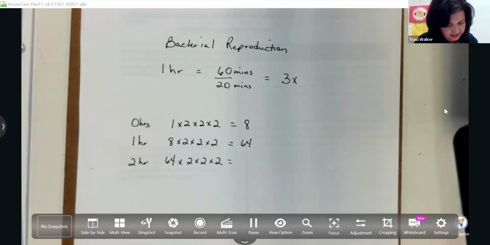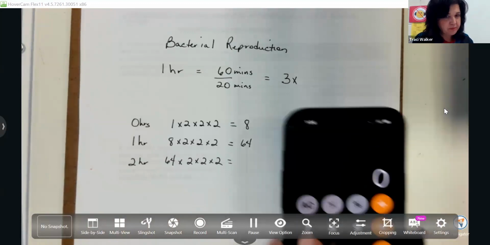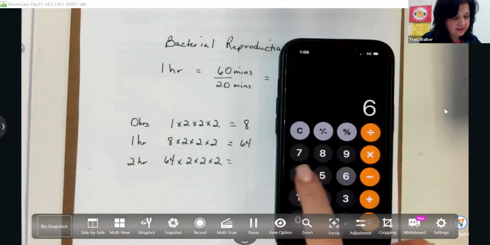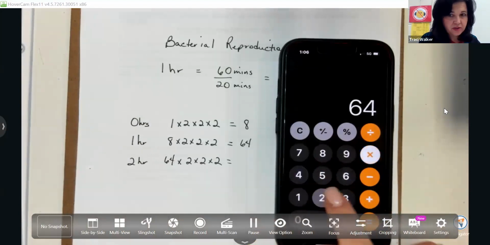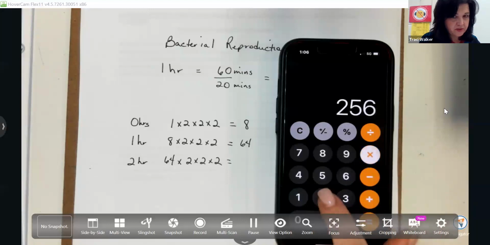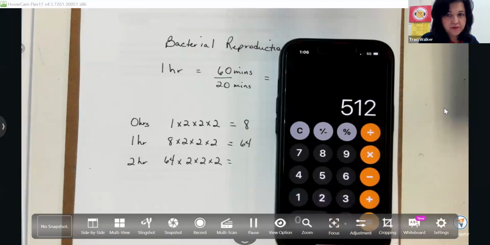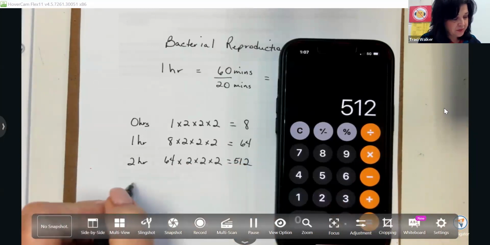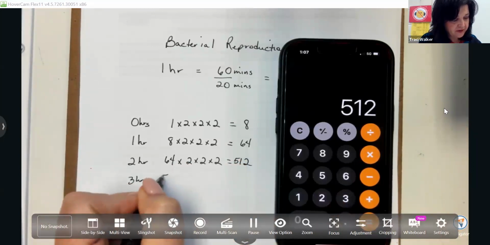So 128 times 2 is, whoops. All right, let me just start from the beginning. 64 times 2 times 2 times 2 equals 512. At 3 hours, we have 512.